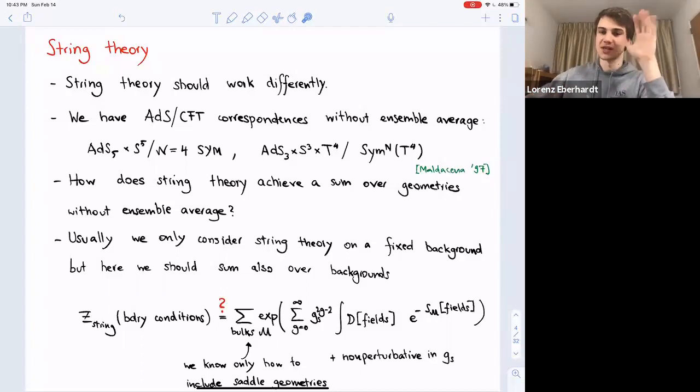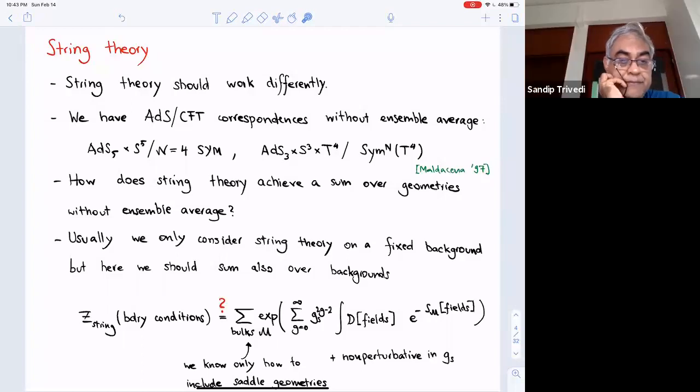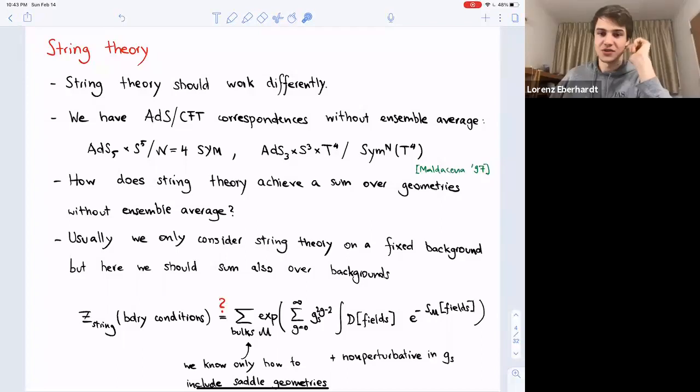Let's say we fix some asymptotic AdS boundary conditions and we want to compute the string partition function on this background, with these boundary conditions. One very naive thing that you could do is to compute the perturbative string partition function on every bulk geometry that comes to your mind and sum over all of those. So you could do some sum like this.